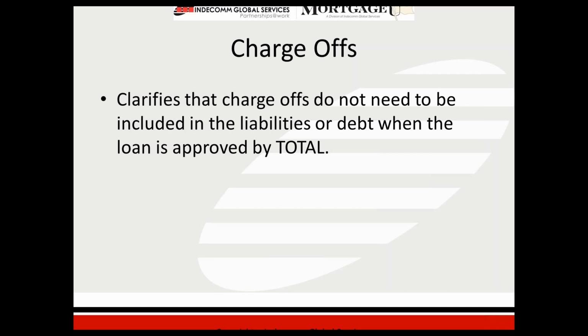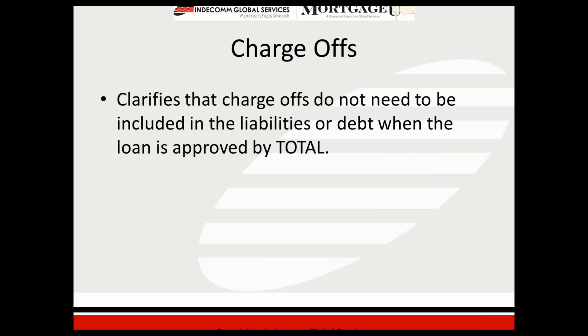Are there extenuating circumstances? So if there are charge-offs and there's a manual underwrite that's being done for the transaction, there has to be reasons documented for getting the borrower approved when they have charge-off accounts. The borrowers are going to provide a letter of explanation and give any type of supporting documentation for each charge-off. It has to make sense and be consistent with the other credit information that's in the file.